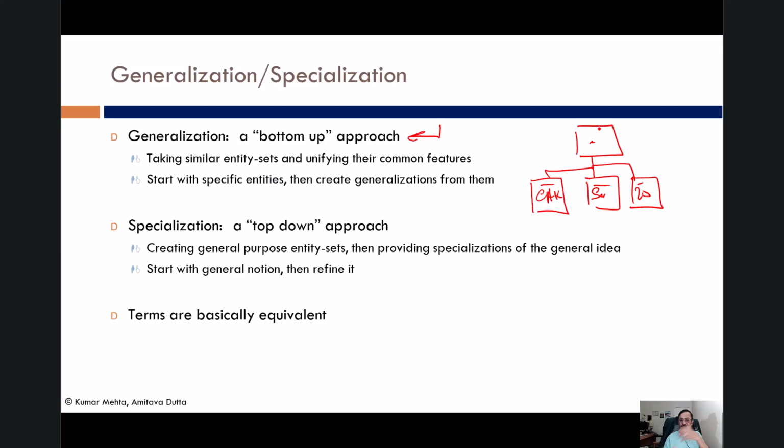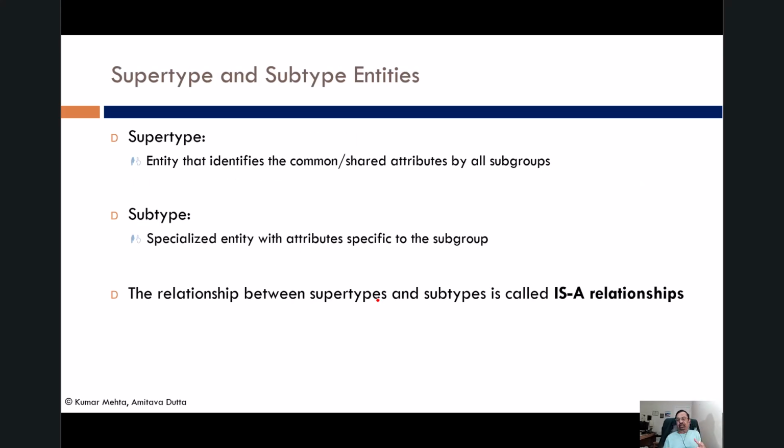So generalization and specialization are two different ways of looking at the same thing. One is a top-down approach, and one is a bottom-up approach. The terms are basically conceptually equivalent. Now that we have had a discussion of the business circumstances that give rise to these subgroups, and we saw some examples, the technical term for this generalization and specialization associated with the entity relationship modeling process is supertype and subtype. And I think you can guess what these two terms refer to.